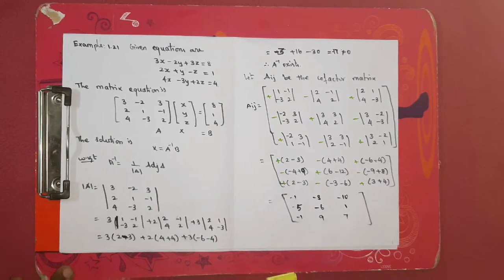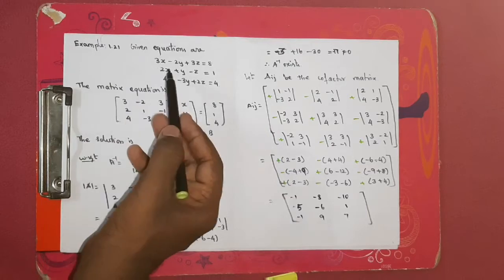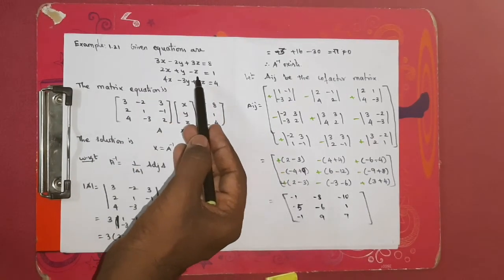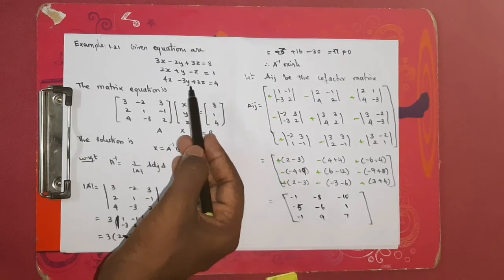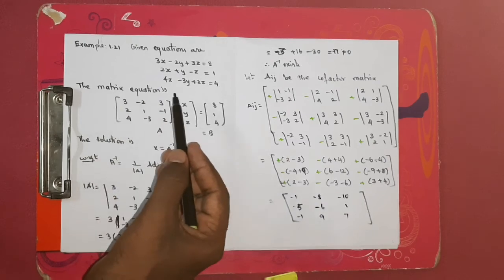So now example number 1.21 we are going to see. So the given equations are 3x minus 2y plus 3z equal to 8, and 2x plus y minus z equal to 1, and 4x minus 3y plus 2z equal to 4. And from this first we have to write the matrix equation.